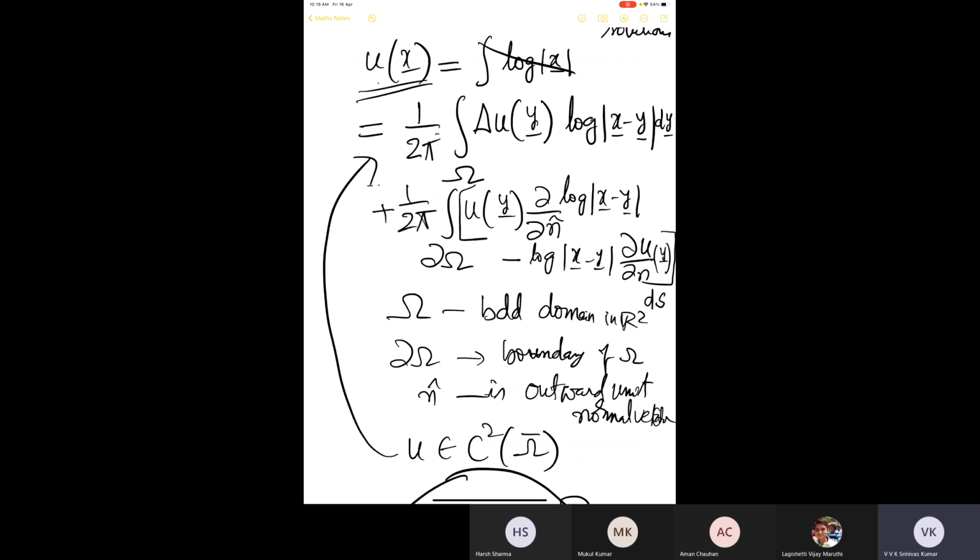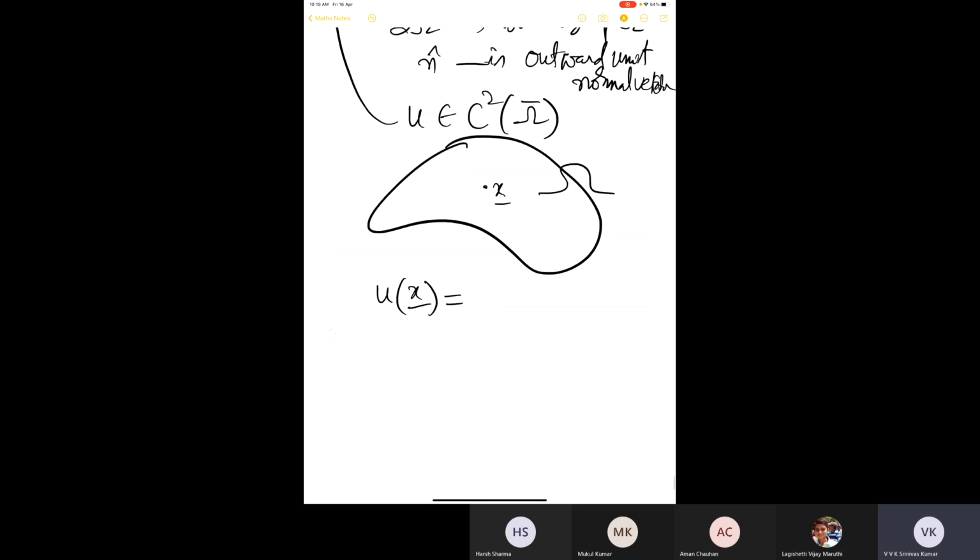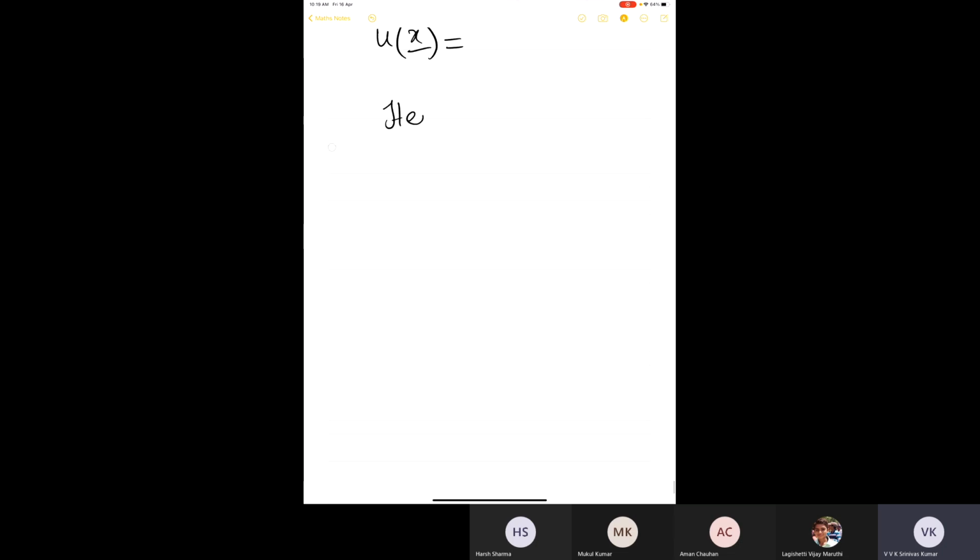So if you see here, all that we have done is to develop and know the fundamental solutions. The same thing we will repeat for the heat equation also: what is the fundamental solution and what is the representation formula.